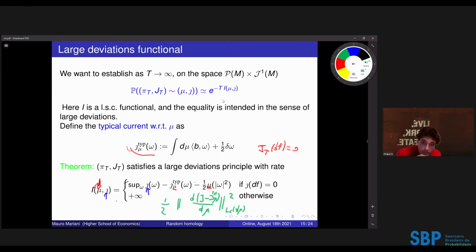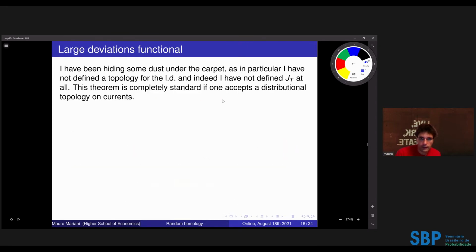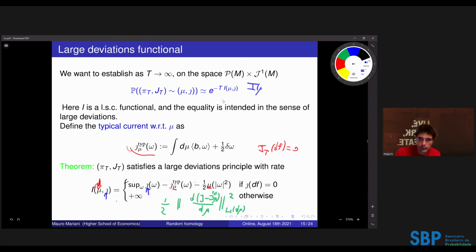Otherwise, it's plus infinity. And you also see immediately that I of mu and j is 0 if and only if j is equal to j typical. But also J df should be 0, and j typical mu of df is 0 if and only if mu is the invariant measure, because when I put omega df equal to df, I get the integral in d mu of Lf. So if you want this to be 0 for every f, mu must be the invariant measure, which is unique for this process. So I of mu and j is 0 if and only if mu is the invariant measure, which I called m previously for the process, and j is the typical current in the invariant measure.